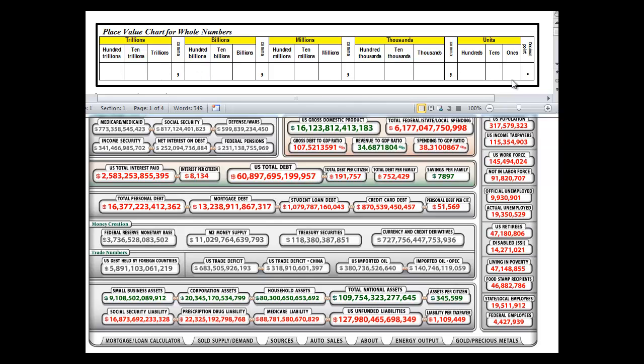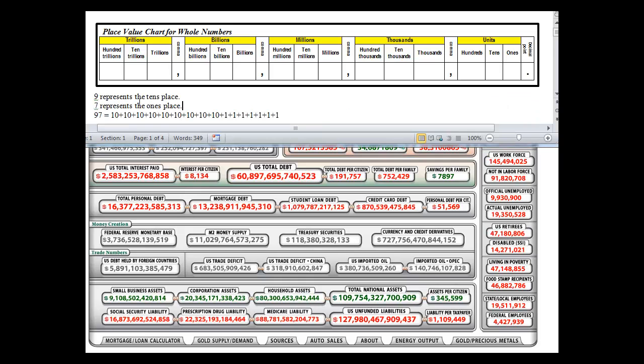Okay, so at this point we're using the 97 in the savings per family number, just the 97, to get an idea about what the place value means and the groupings by 10. All right, so the 9 represents the tens place and the 7 represents the ones place. So what that really is, is 9 tens, so there's 1, 2, 3, 4, 5, 6, 7, 8, 9, right? So 10 plus 10 plus 10 plus 10, all the way up, 9 times. And then the 7 represents the ones place, so there's 7 ones. 1, 2, 3, 4, 5, 6, 7 ones. And you add those all together and you're going to get the 97.